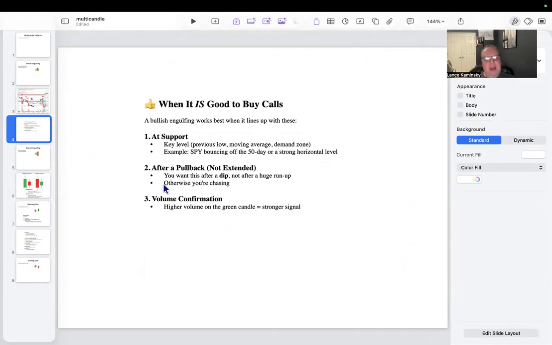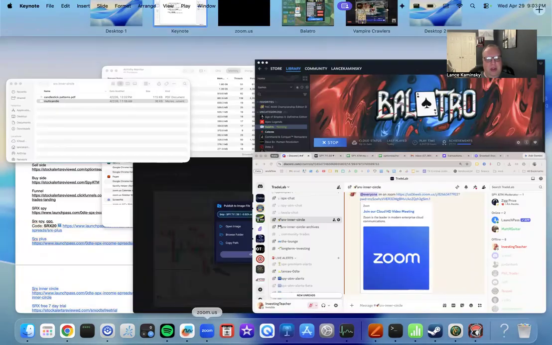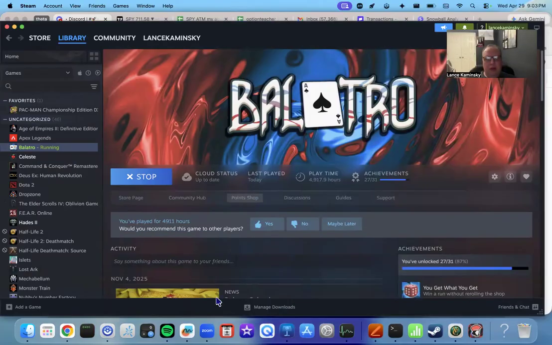After a pullback that's not extended, you want this after a dip, not after a huge run up, because then you'll be chasing it. So you want to wait for the down candle first, see the run up happen, and then get in. Volume confirmation would help as well. You want to have higher volume on the green candle compared to the red candle because that would make a stronger signal for it.